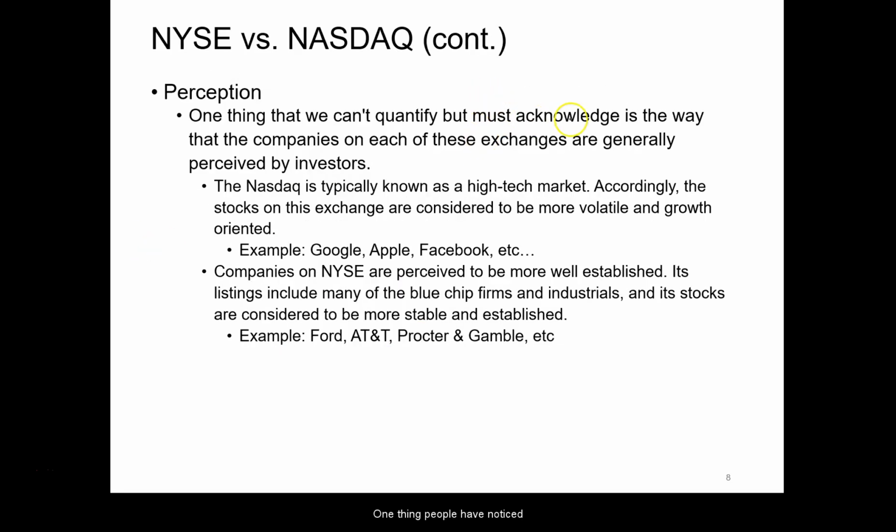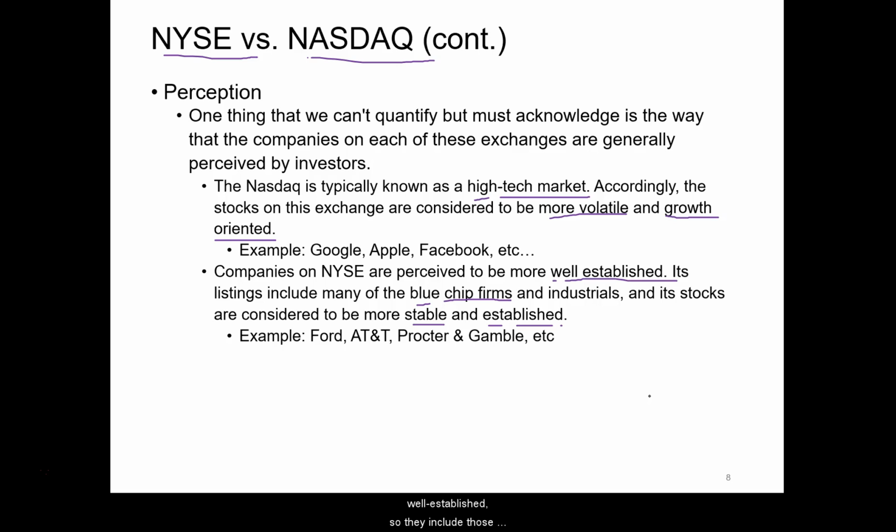One thing people have noticed about the difference between NYSE and NASDAQ is that NASDAQ is typically known as a high-tech market, because the companies that choose to be listed and trade on NASDAQ are usually high-tech companies like Google, Apple, Facebook. They are relatively young and new, in the high-tech industry, and the stocks can also be more volatile and growth-oriented. The companies on NYSE, on the other hand, are usually more well-established.